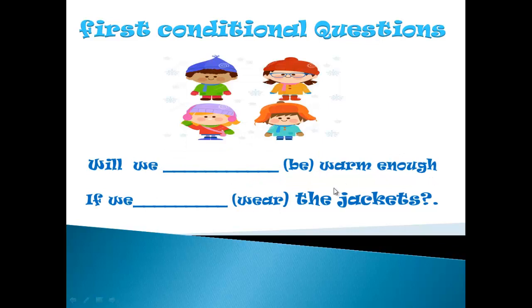Will we be warm enough if we wear the jackets? So we start the question with what? With will. What is the subject here? We. So after will you should write be. The verb should be without any change. Be, the same, okay? Warm enough. If we, after we, the subject here is we, so you should write wear without s. Excellent, because we, they, you, I, no need to add s to the verb.